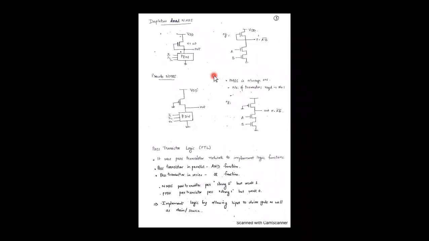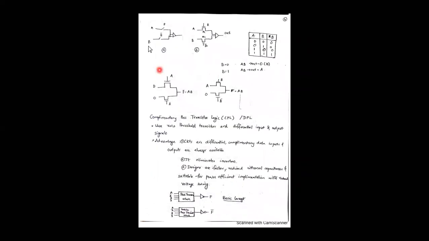If you want to implement the logic, we have to provide input to the gate as well as the drain and source terminals. So this is a simple diagram, a switch representation of pass transistor logic. The same thing, when you convert it into an equivalent transistor representation, you get like this. So you have the terminals A and B.